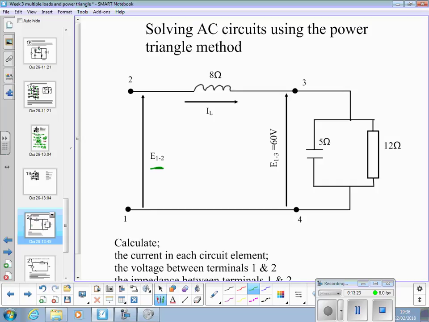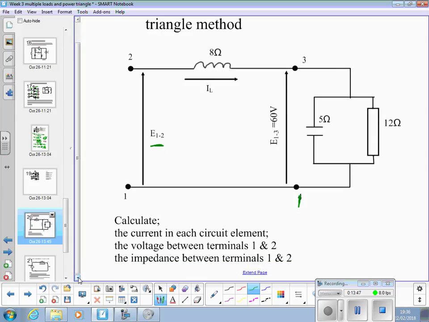After that inductor, we've got terminals 3 and 4. Between 1 and 3, 60 volts, and that's connected to a 5 ohm capacitor and a 12 ohm resistor in parallel. The question is asking: calculate the current in each circuit element, the voltages between terminals 1 and 2, and the impedance between terminals 1 and 2. So we're going to go through how we can solve that problem together now.